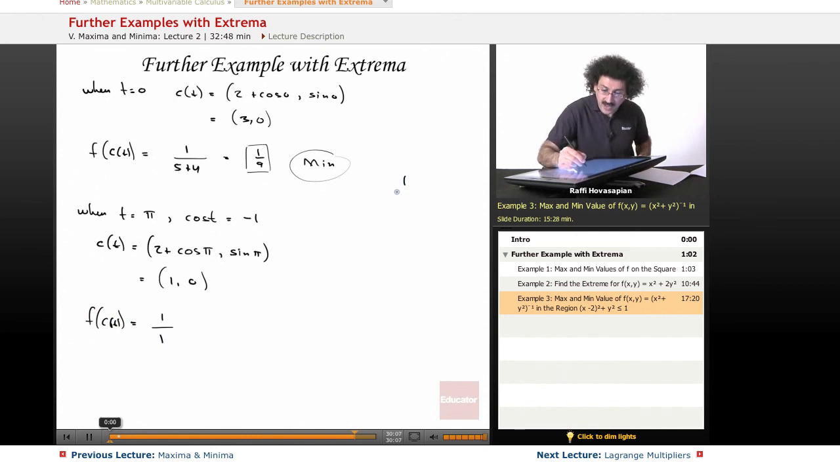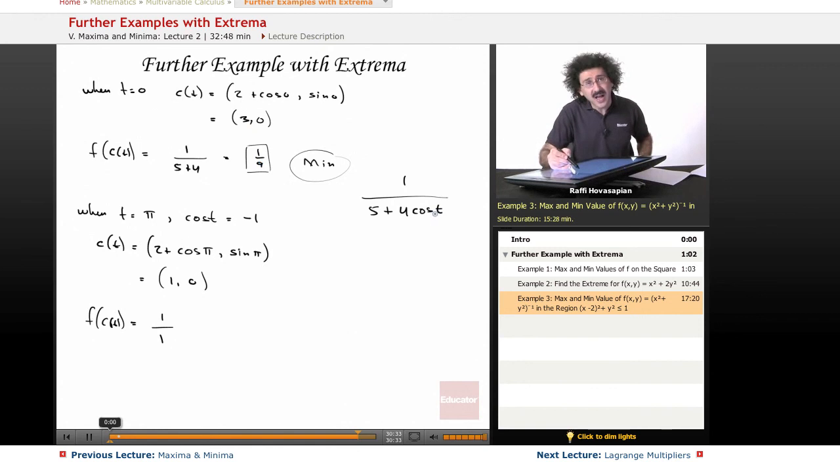Because remember, we had 1 over 5 plus 4 times the cosine of t. When t equals 0, this denominator is 9. So it's 1 over 9. So the value of the function at the point 3, 0 is equal to 1/9.